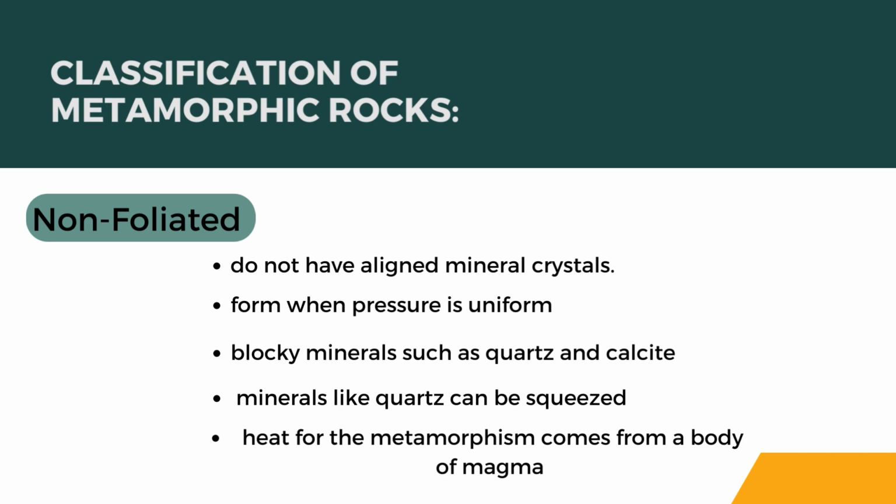Metamorphic rocks that form under low-pressure conditions or under the effects of confining pressure, which is equal in all directions, do not become foliated. In most cases, this is because they are not buried deeply enough, and the heat for the metamorphism comes from a body of magma that has moved into the upper part of the crust.